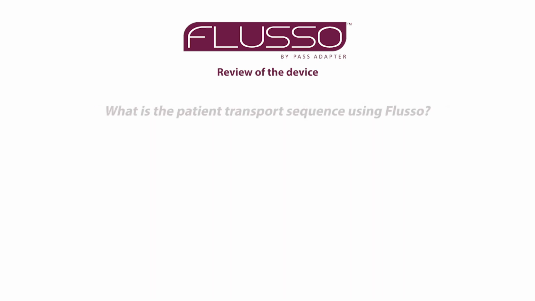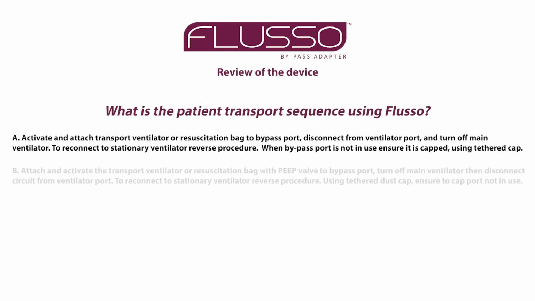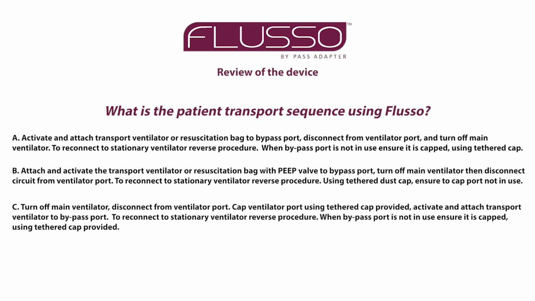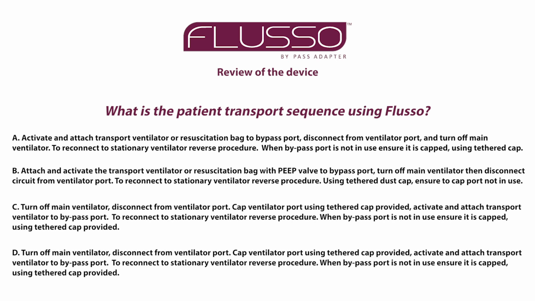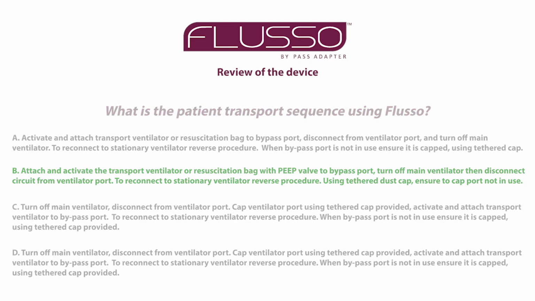What is the patient transport sequence using Flusso? Take a moment to read each possible answer, and then make your selection. The correct answer is B. Attach and activate the transport ventilator or resuscitation bag with PEEP valve to the bypass port. Turn off the main ventilator, and then disconnect the circuit from the ventilator port. To reconnect to the stationary ventilator, reverse the procedure. Using the tethered dust cap, ensure to cap the port that is not in use.